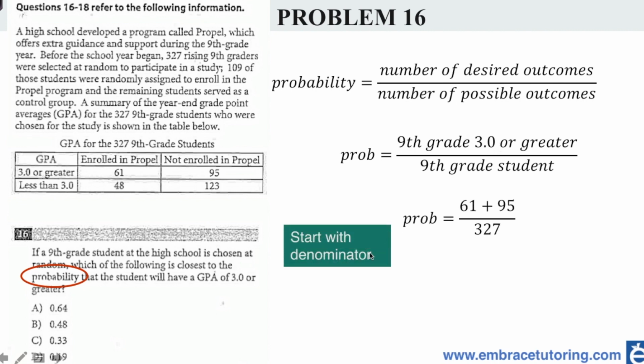When we plug this in, we have (61 + 95) over 327. The 61 and the 95 are the 3.0 GPA or greater. I now plug this in over a total of 327 students, which is the summary, right? A summary of the year-end grade point averages for the 327 9th grade students overall. And then I get 156 divided by 327, making my probability equal to 0.48. And B is my best answer for question number 16.